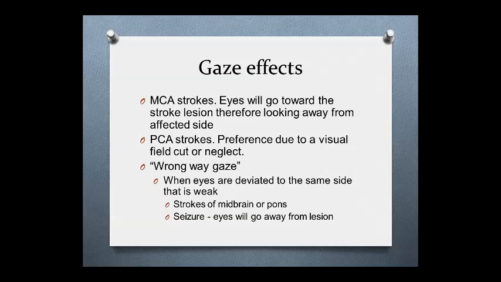Sometimes patients actually have what we call a wrong way gaze, where the eyes are deviated to the same side of the stroke. Many times we decide that this is a seizure because the eyes do usually go away from the lesion in a seizure, but this can also be strokes of the brainstem, of the midbrain or pons, so we don't rule out a stroke because of this. So the main thing to remember is any type of gaze abnormality, the patient should be worked up for stroke.